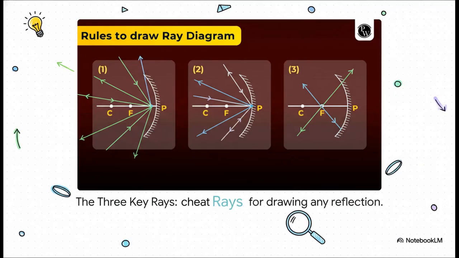Okay, these three rules right here, they are the ultimate cheat codes for figuring out any reflection in a curved mirror. Rule 1, any ray that comes in parallel to the center line bounces off through the focal point. Easy. Rule 2, any ray that goes through the focal point first bounces off perfectly parallel. See, it's just the reverse of Rule 1. And Rule 3, the easiest one, a ray that passes through the mirror's center of curvature just bounces straight back along the same path. You only need to draw two of these three to pinpoint exactly where an image will show up.